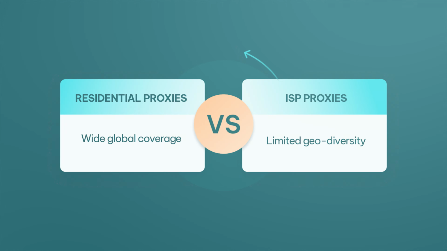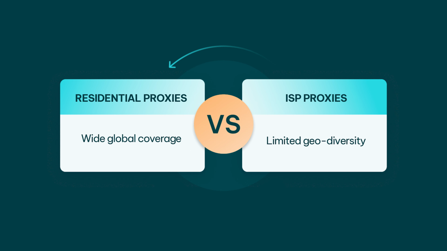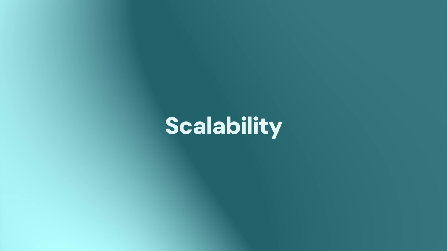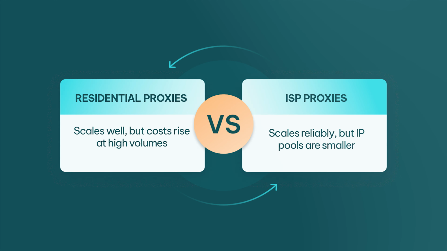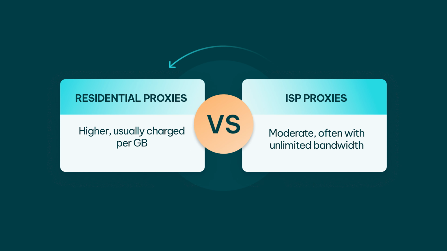Geographic coverage. Residential proxies offer global coverage, making them ideal if you need very precise geo-targeting. ISP proxies have more limited geographic diversity and their IP pools tend to be smaller. Scalability. Residential proxies scale well, but costs can rise quickly if you need large volumes. ISP proxies scale reliably, but their IP pools are usually smaller than residential ones. Cost. Residential proxies are generally more expensive, often billed per gigabyte because of the authenticity of their sourcing. ISP proxies are usually more affordable, often coming with unlimited bandwidth on static IPs.